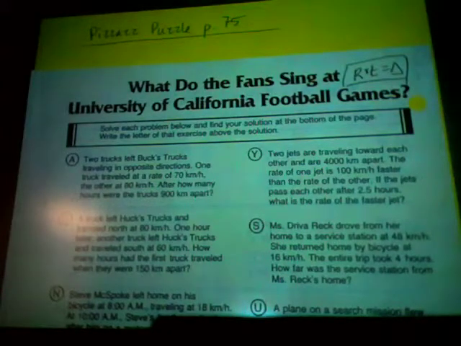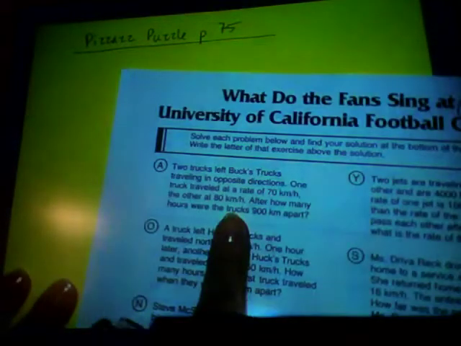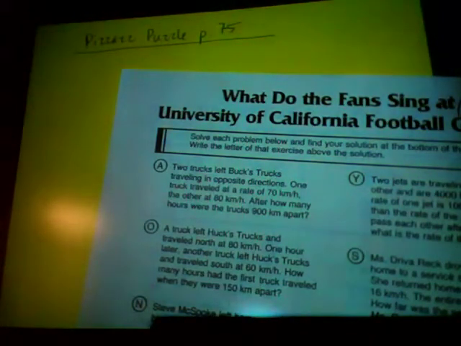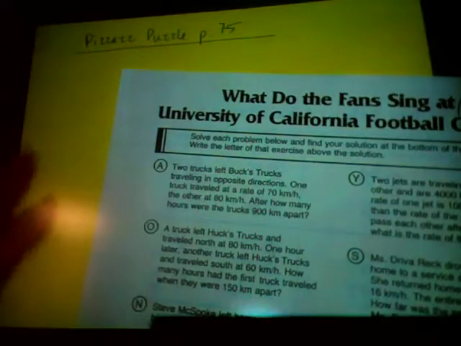All right, so let's start with question A. Two trucks left Buck's Trucks traveling in opposite directions. One truck traveled at a rate of 70 kilometers per hour, the other at 80 kilometers per hour. After how many hours were the trucks 900 kilometers apart? That's a lot of information they threw at you, correct? All right, so we're going to do the four-step plan.